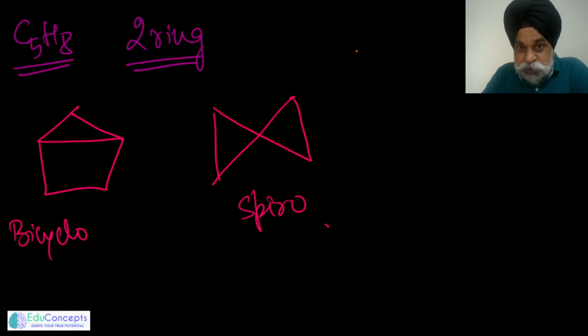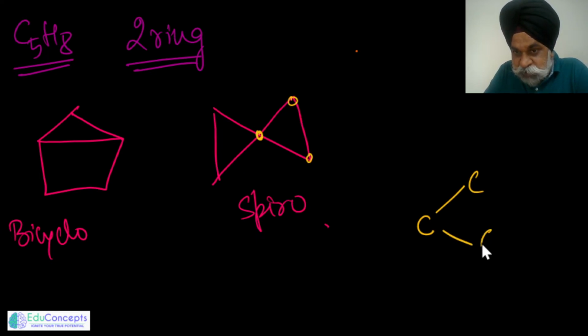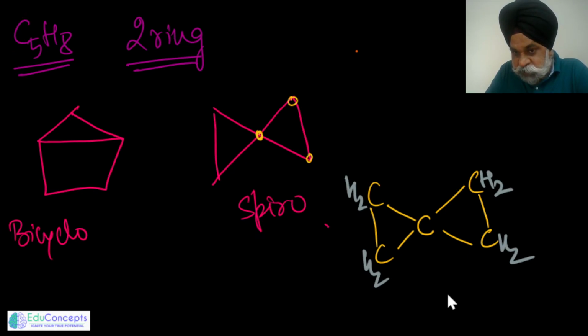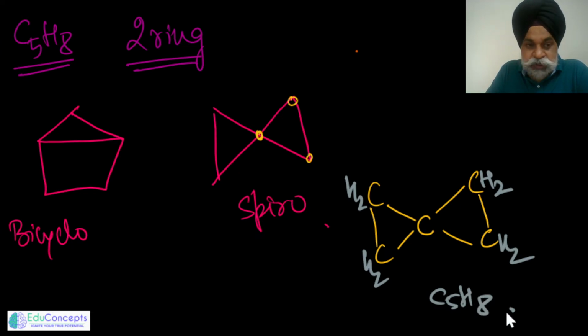Now let me show you because you will feel more enthralled. Carbon is the center one, and these two are the ones which are joined here, and these two are the ones which are joined here. And you have to place the required number of hydrogens. 2 would come here, 2 here, 2 here, 2 here. So it is C5H8.